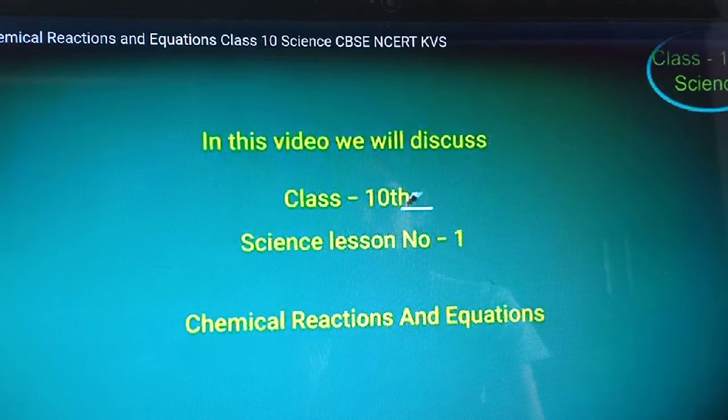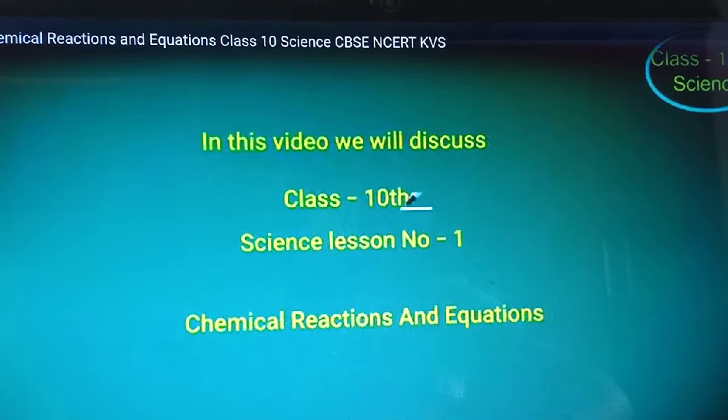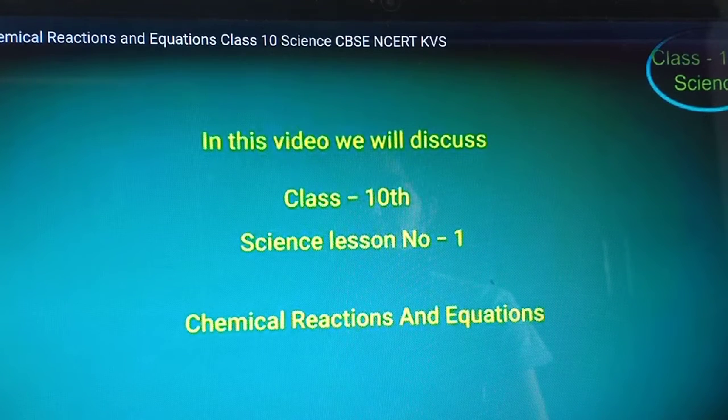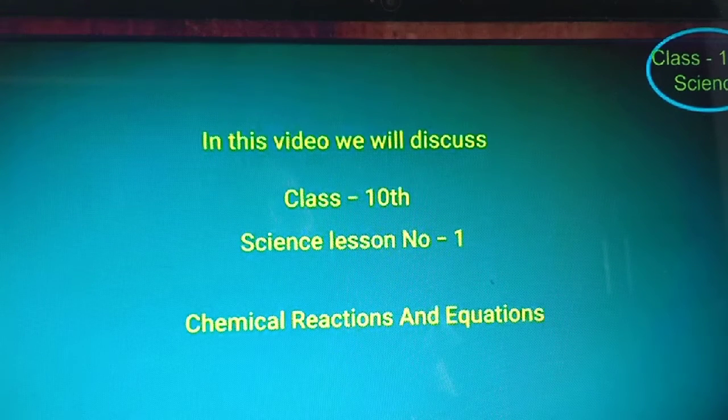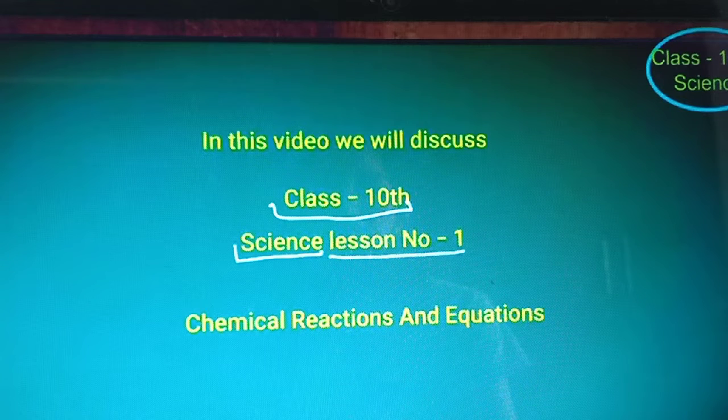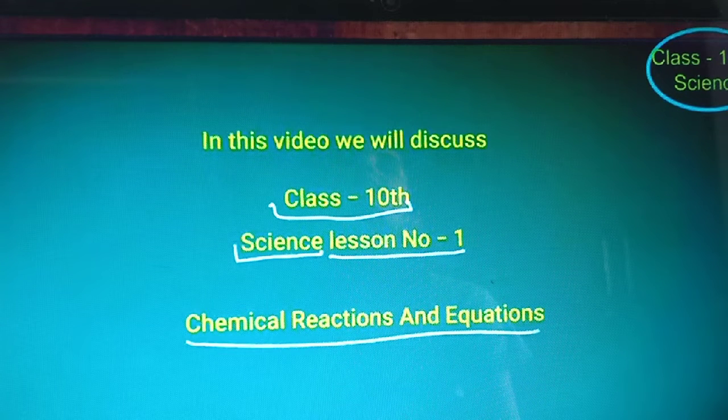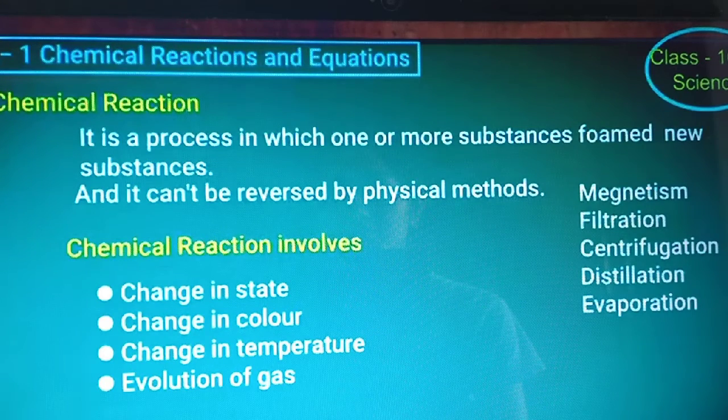Hello student, today we will learn about standard 10, chapter number 1, that is chemical reactions and equations. Let's start with the definition first. The chemical reaction. What is the meaning of chemical reaction?